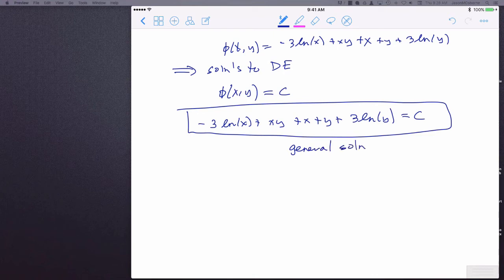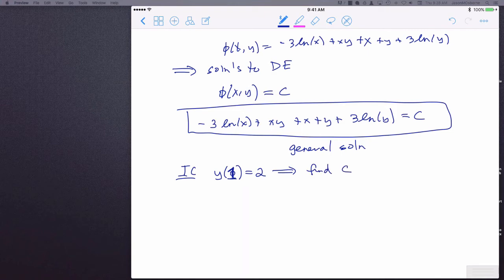General solution. And if you would like to, perhaps if there was an initial condition given, you know, perhaps the initial condition had been given as y of 1 is equal to, say, maybe 2. You have to be careful here. That would have helped you find the constant c.